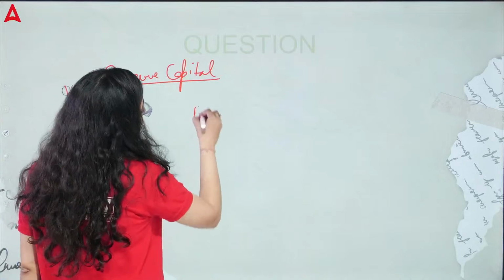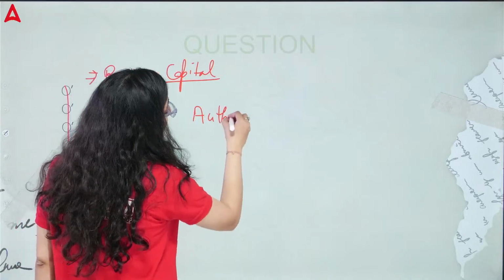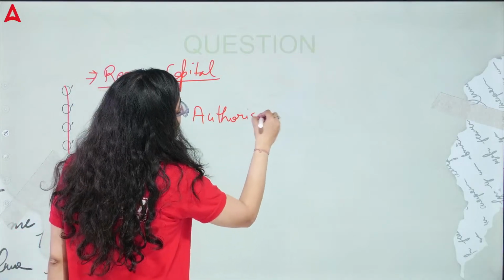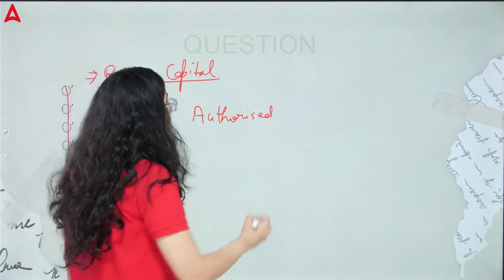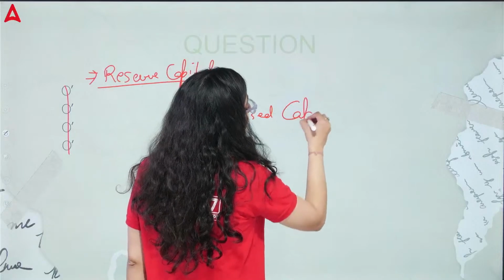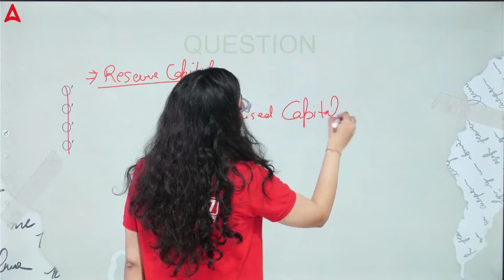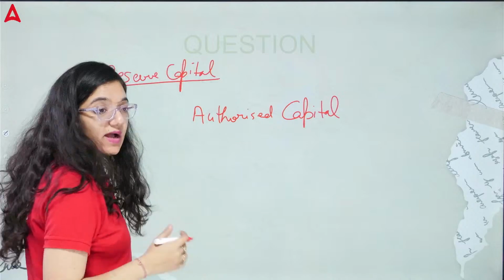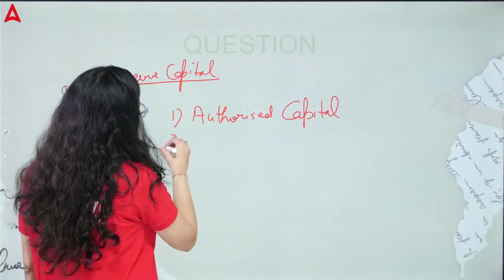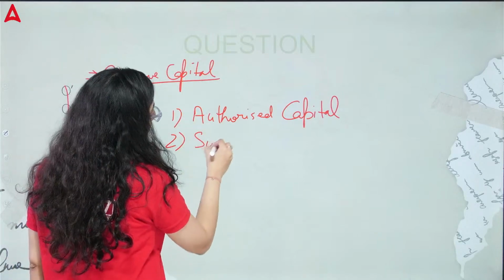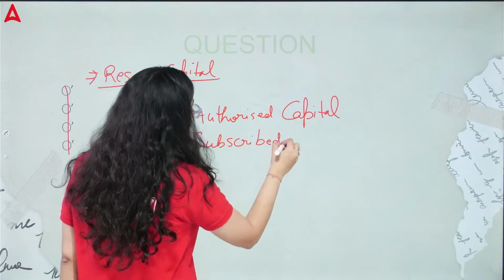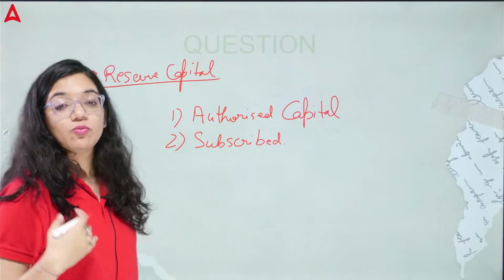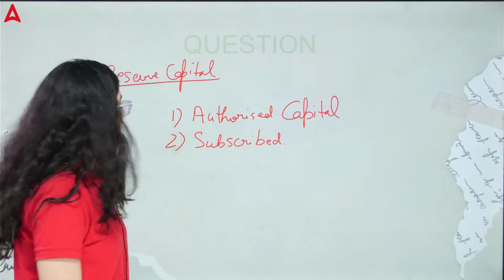It starts from authorized capital. Authorized is when I ask the MCA for permission to raise money. They say okay, raise money, and give me a particular amount, which is called authorized capital. Authorized means the amount which we are allowed. Subscribed is basically what people take from us.